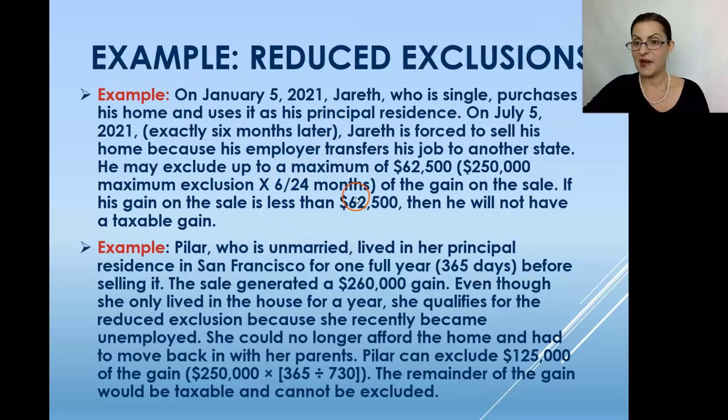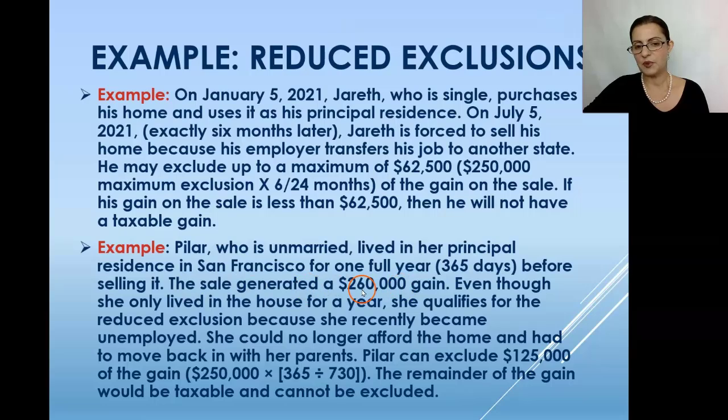So you understand how the math works here, right? So 6 months is the amount of time that he actually owned and lived in the home. Okay? Example number 2. Pilar, who is unmarried, lived in her principal residence in San Francisco for 1 full year. So 365 days exactly. She only lived in the house for a year. And then she sells it. The sale generated a $260,000 gain.